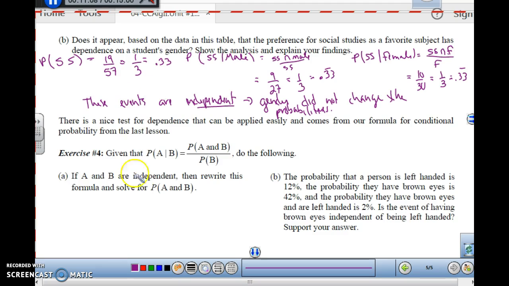Okay, so there is a nice test for dependence that can be applied easily and comes from our formula for conditional probability from the last lesson. All right, we'll save this for class the next day. So we want to figure out independent and dependent events. You have to see if the probabilities changed given different conditions.